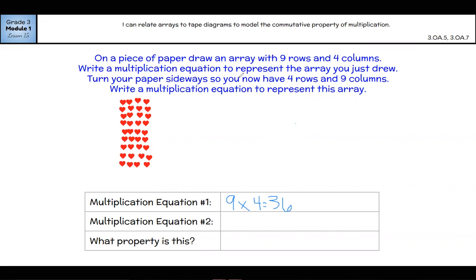The next part says turn your paper sideways, which you can do if you're following along at home. So you have now 4 rows and 9 columns. I'm going to pause my video and I'm going to stamp out 4 rows with 9 per row or 9 columns. Okay, so now instead of having 9 of these with 4, I have 4 with 9. Basically, I turn that sideways. So I'm going to grab my pen and I'm now going to write 4 groups of 9 equals, the end stays the same, 36. And once again, this is called commutative property, so I'll type that out.